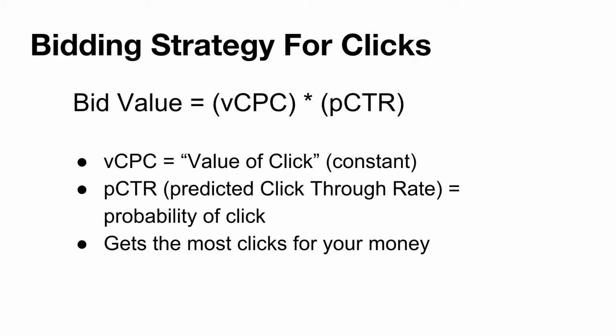So a better bidding strategy is the following. We bid a constant times the probability that someone clicks, i.e. the expected value of the ad if you only value the click part of it. You can think of this VCPC as the value of a click, and PCTR is the predicted click-through rate, i.e. the probability of a click. This strategy gets you the most clicks for your money. But of course, the key ingredient here is figuring out the probability that someone's going to click an ad.